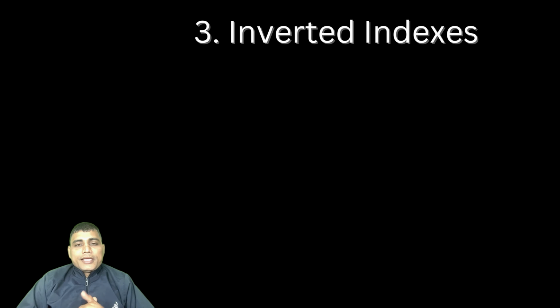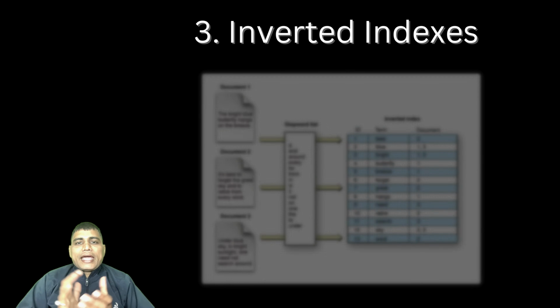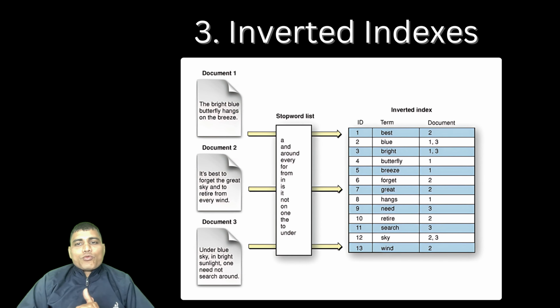Number 3, inverted index, the backbone of search engines. An inverted index is a data structure used to map content, like words, to the locations where they appear, enabling fast full-text searches instead of storing data sequentially. It maintains a dictionary of terms, each pointing to a list of document IDs containing that term.